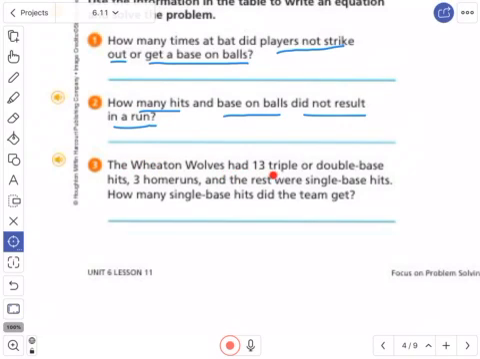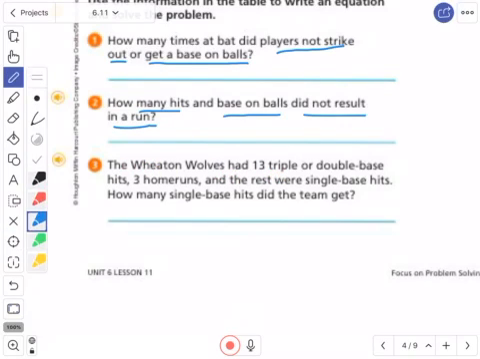The Wheaton Wolves had 13 triple. Ooh, triple, that means when you hit the ball, you go from first base, second base to third base. So you don't stop at just first or second. You actually get to go all the way to third base because you hit the ball so well. Or double base hits. And double base means you went to second base. So they had 3 home runs and the rest were single base hits. How many single base hits did the team get?